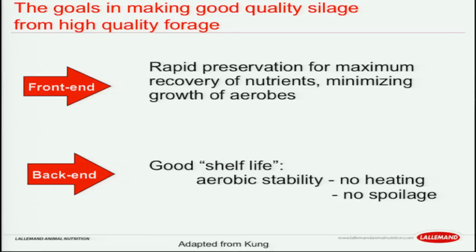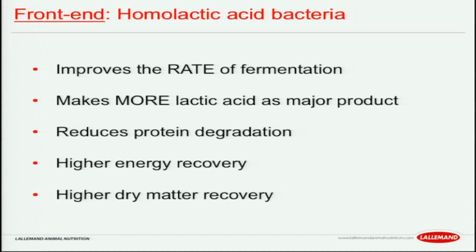And we can use an inoculant to inhibit the metabolism of spoilage yeasts, because they are the main culprits of basically all heating events. So the traditional inoculants or homofermentative inoculants that are used on the front end are characterized by the improvement in rate of fermentation, higher production of lactic acid, that's a very strong acid, and greater dry matter and nutrients recovery.